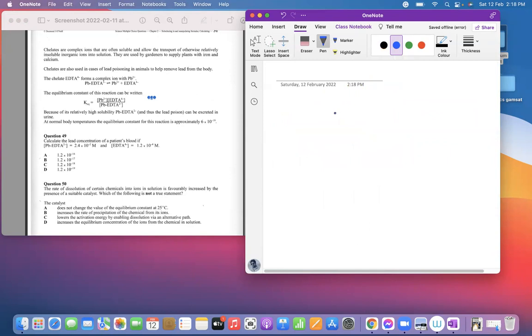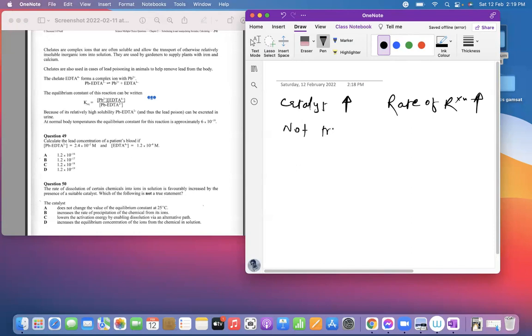The rate of dissociation of a certain chemical into ions in a solution is favorably increased by the presence of a catalyst. Now listen to the line carefully. It is saying a catalyst increases the rate of reaction. Rate of reaction, this is the main line. Which of the following is not true? We have to find the not true statement.